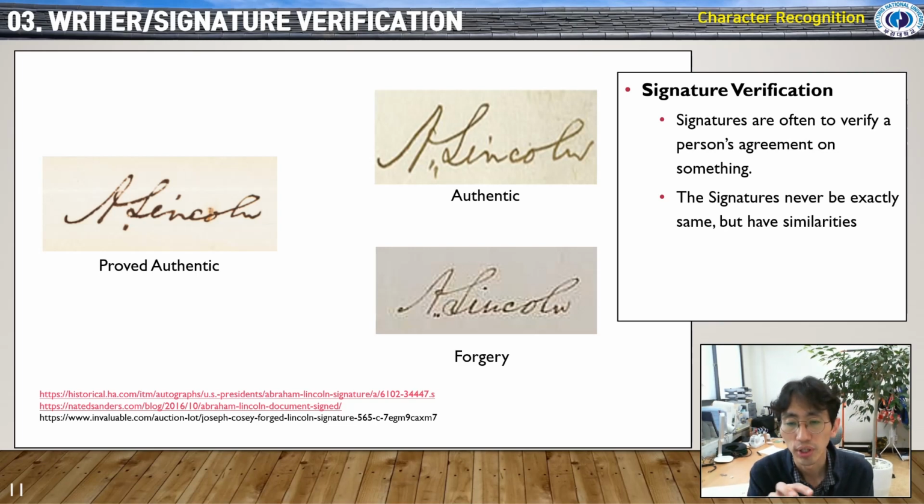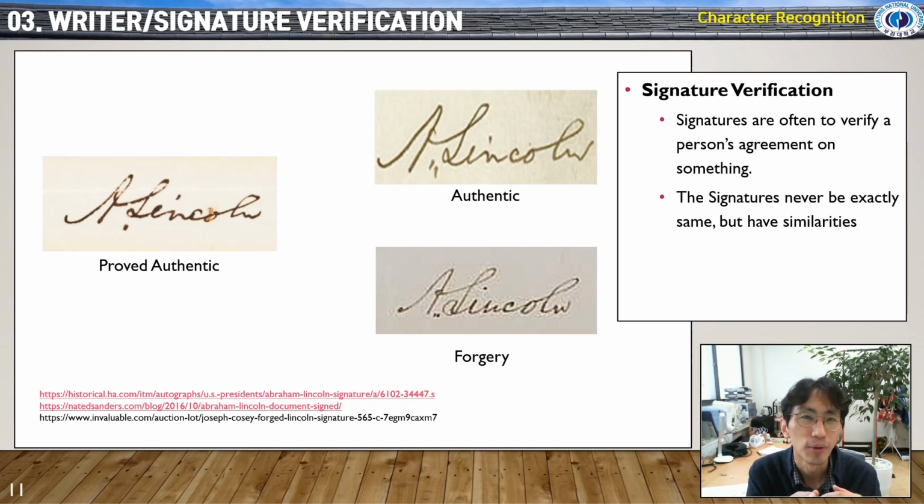So we need to compare the signatures and try to find all the differences correctly and precisely. The topic of signature verification in computer science is to do these things automatically. So it sounds very difficult, right?